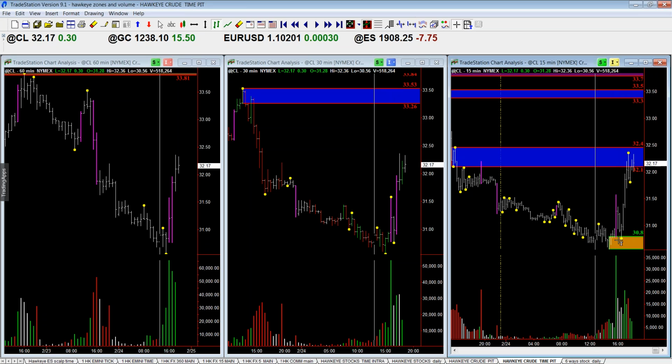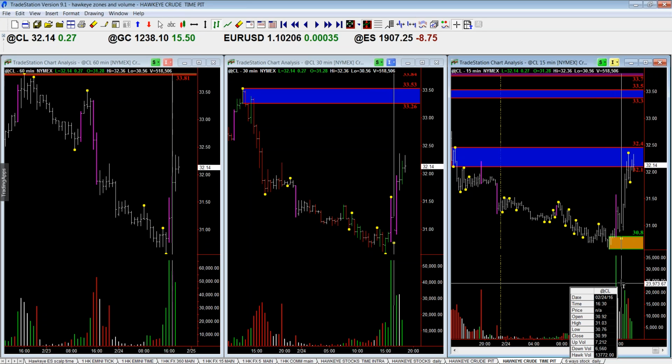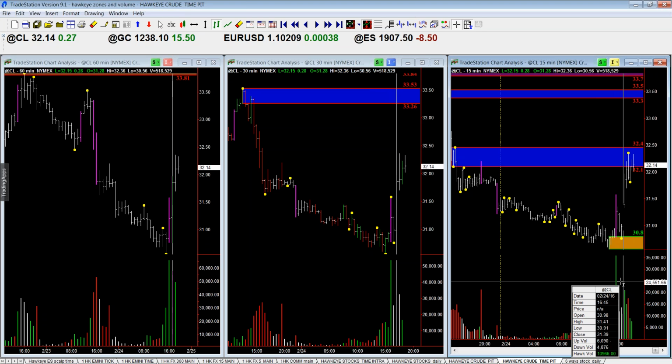And there's the false breakout. There's the test coming back down. There's the yellow dot within the zone. No demand, no demand, no demand. We know it's not going to go down. We also don't know if it's going to go up. Boom, here comes the volume in on that bar, on this bar here.